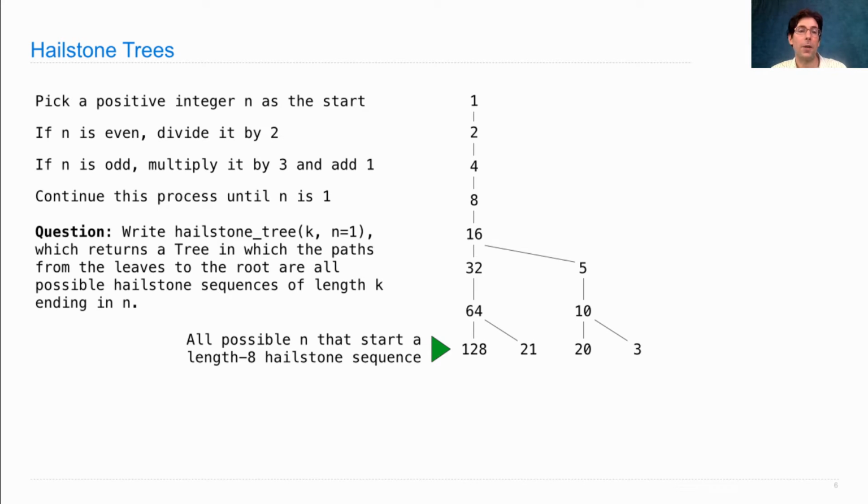So let's say we get this question. Write hailstone_tree, which takes in k, the length, and n, the number at the root, and returns a tree in which the paths from the leaves to the root are all possible Hailstone sequences of length k that end in n. By default, the ending value is 1. You're welcome to try to solve this problem on your own, and then we'll go through it together.